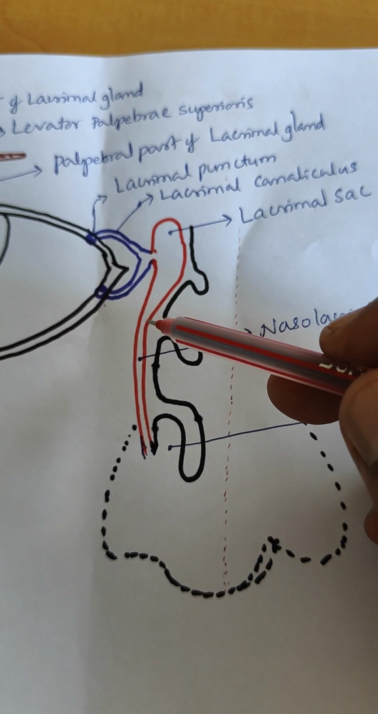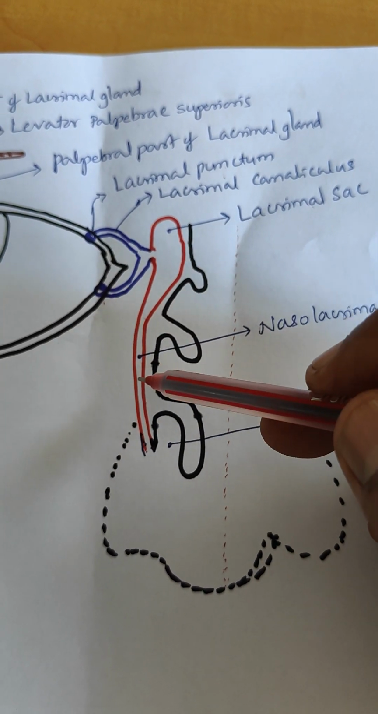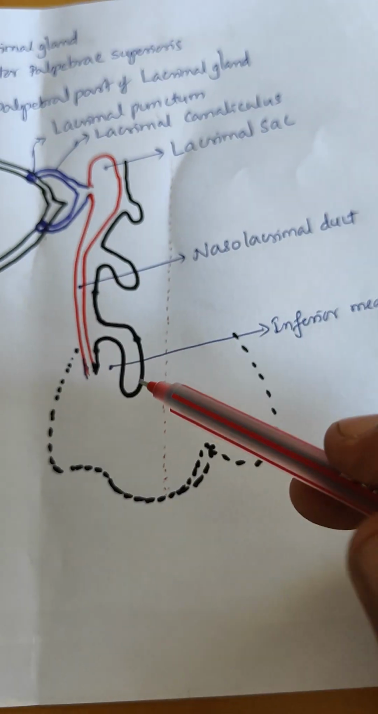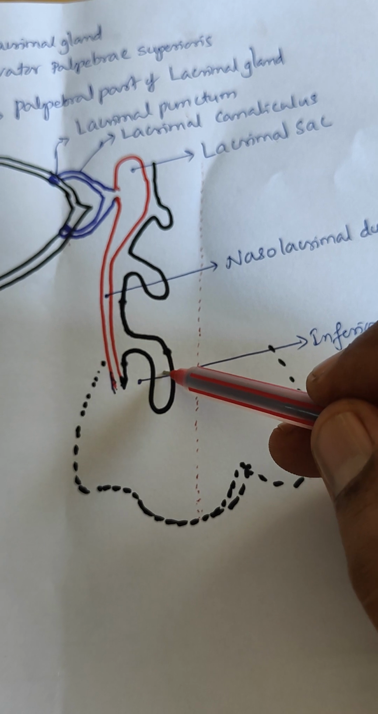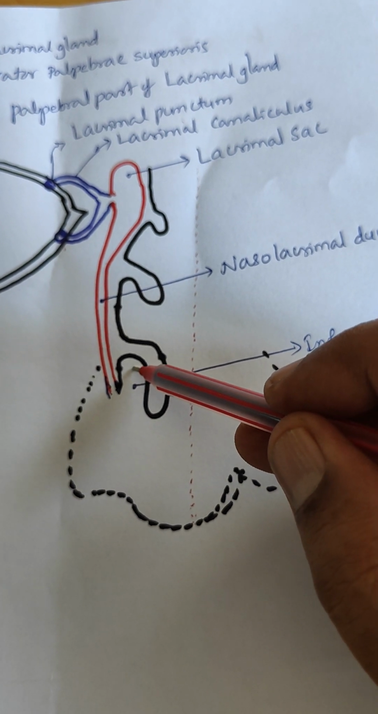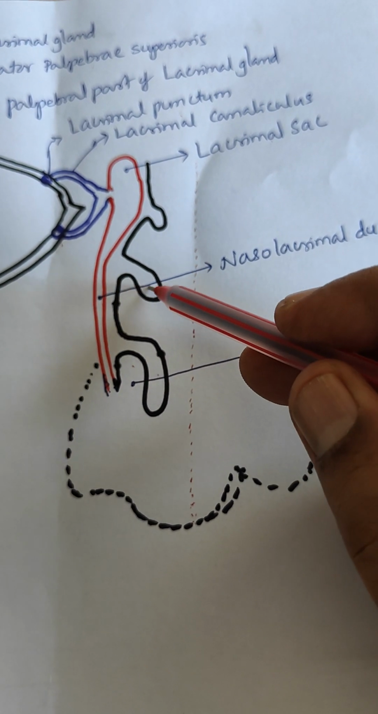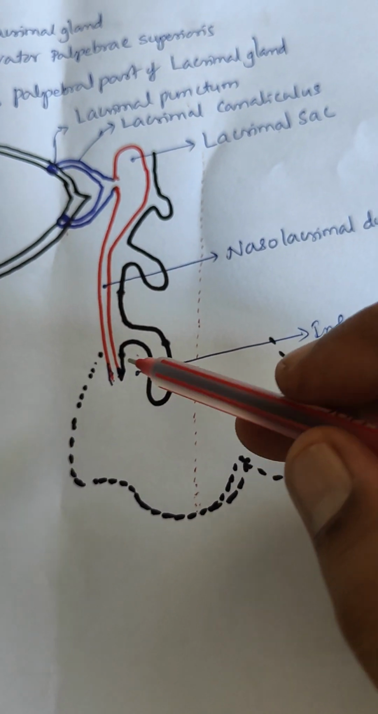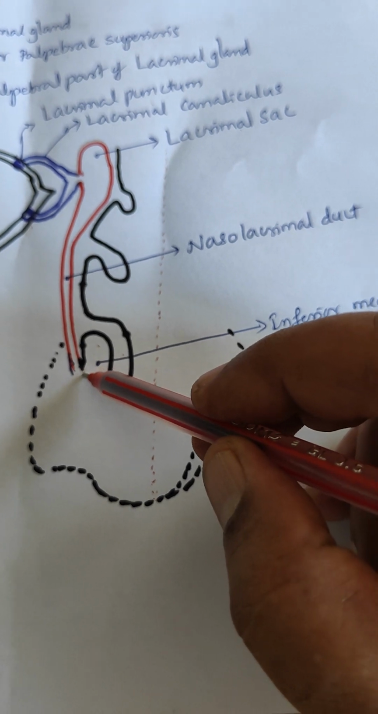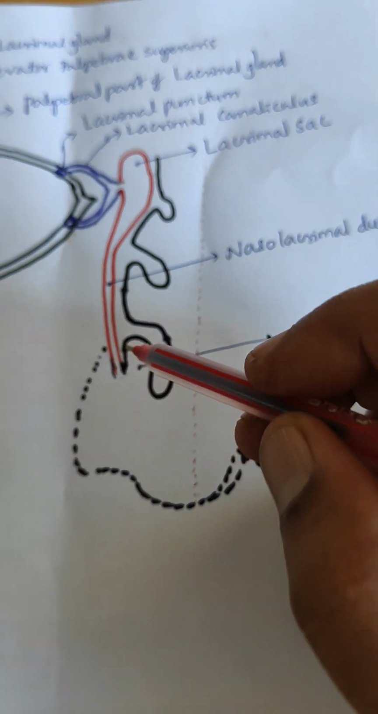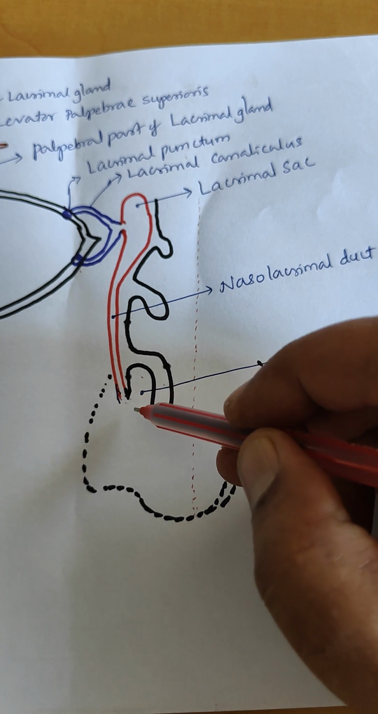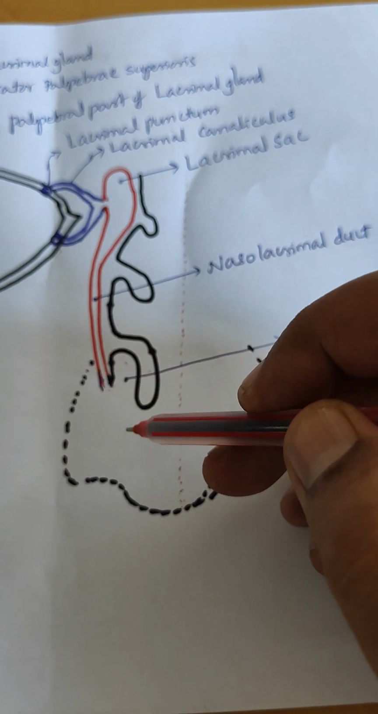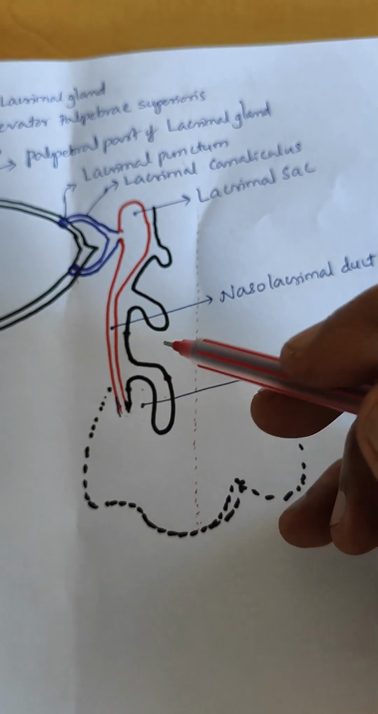The tears are drained now from the sac by the nasolacrimal duct, which will go down up to the inferior meatus of the nose. This is the inferior turbinate, and under that is the inferior meatus. This is middle turbinate, middle meatus, superior turbinate, superior meatus. So the nasolacrimal duct opens onto the inferior meatus guarded by a valve. Nasal secretions will not enter into the nasolacrimal duct, only tears will come down to the nasal cavity.